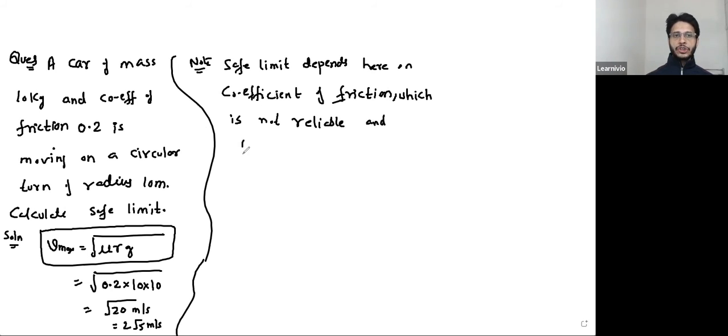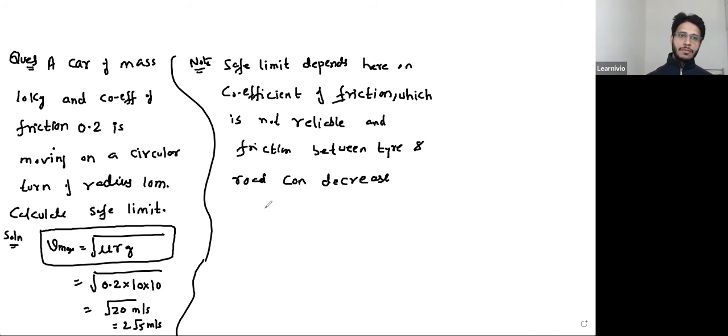As friction between tire and road can decrease on a rainy day or with use of tire.